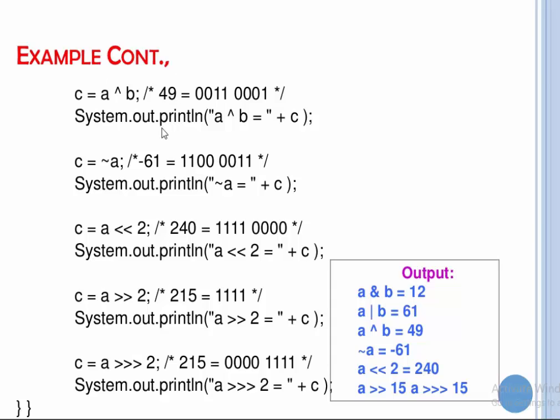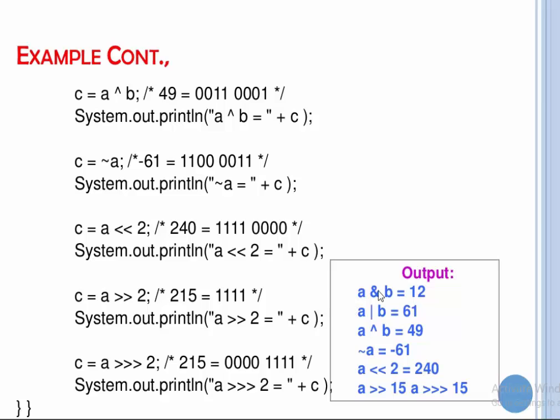The previous example continues here, and I am performing a bitwise exclusive OR operation. Try to solve this yourself and find how it will produce the result 49. In the next statement we are printing the value of C after performing the bitwise exclusive OR operation. Here I am performing the complement or ones complement operation, where all bits 0 are converted to 1 and 1 is converted to 0. That is called a complement, and I am printing the value of C. And this is the bitwise left shift operator. This is the shift right operator, and this is the shift right with zero fill operator.